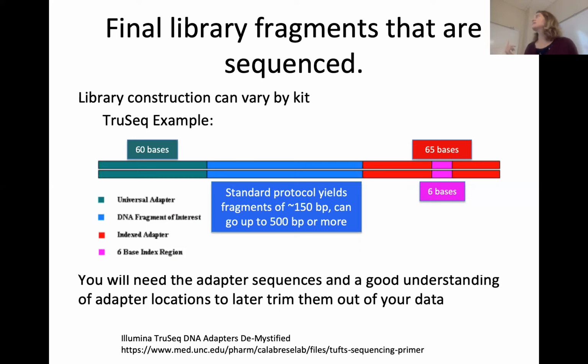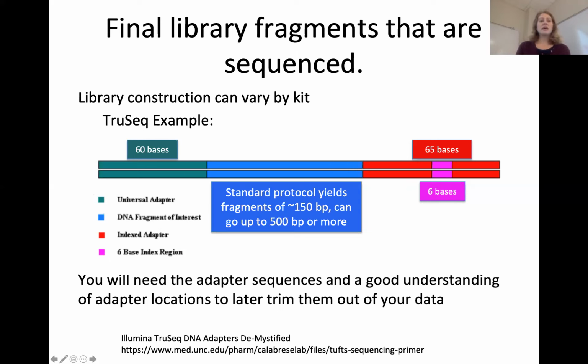And the reason why I say this is because when you get your data back, these little adapters that have been ligated on are often left. They are left floating around in your data. So let's say I'm sequencing blueberries. When I go to process that blueberry data, I just want blueberry DNA. I don't want Illumina adapters floating around in there. So it's important to know that different kits have different adapter sequences, and you need to find out what those adapter sequences are.